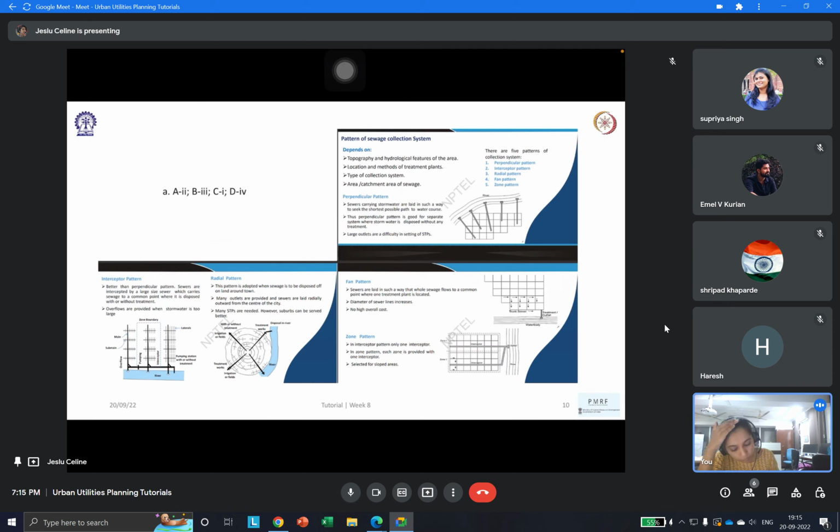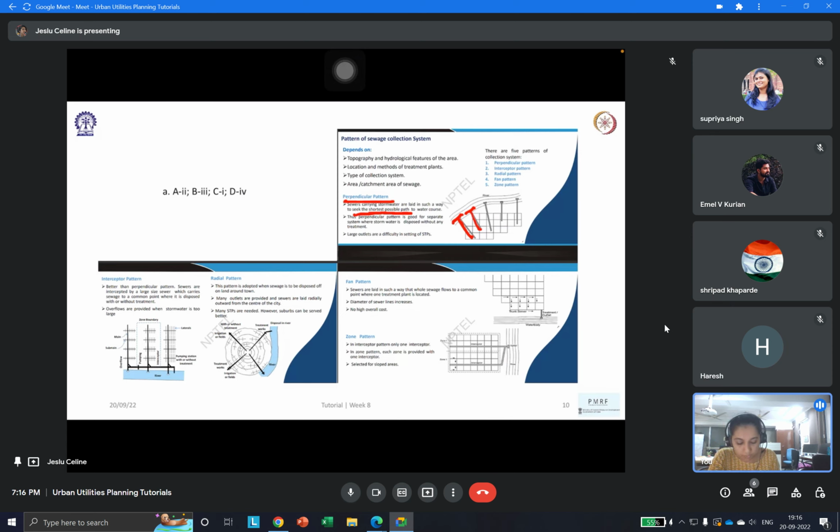So as Supriya was saying, for the perpendicular pattern, what we do is we just take the shortest path and move on to the nearest river body which is there. So from every point we take the shortest path, so it is laid in such a way that it's the shortest path possible.